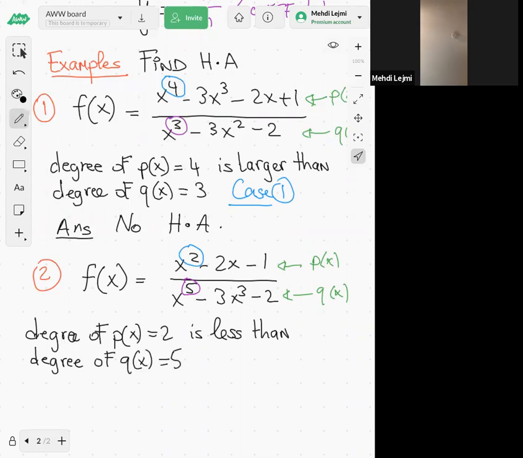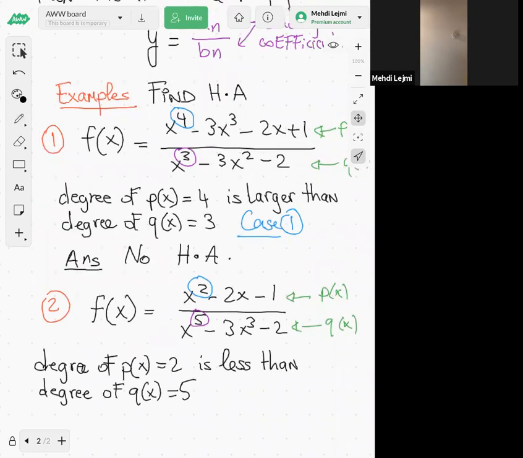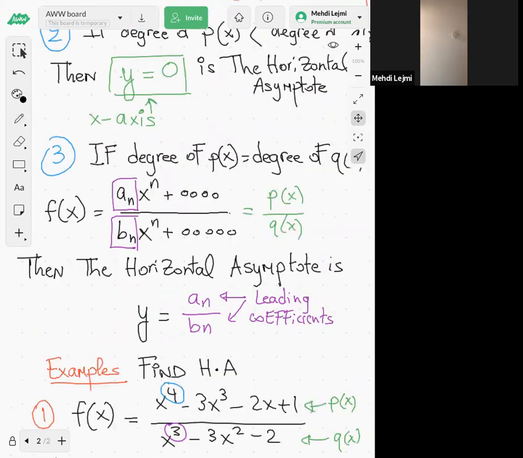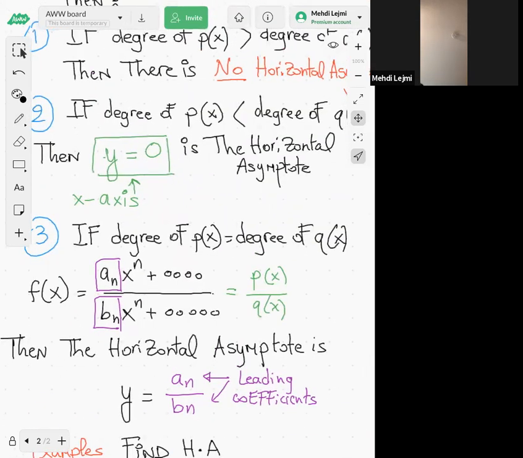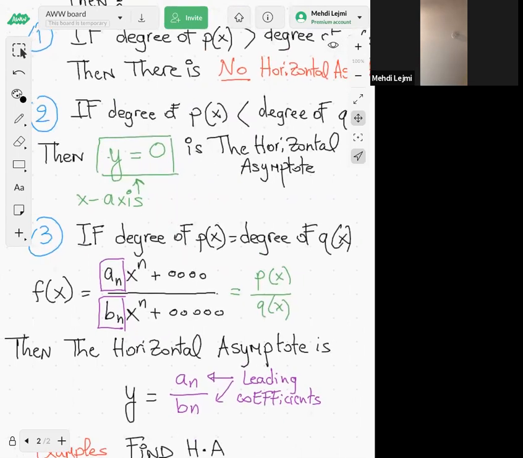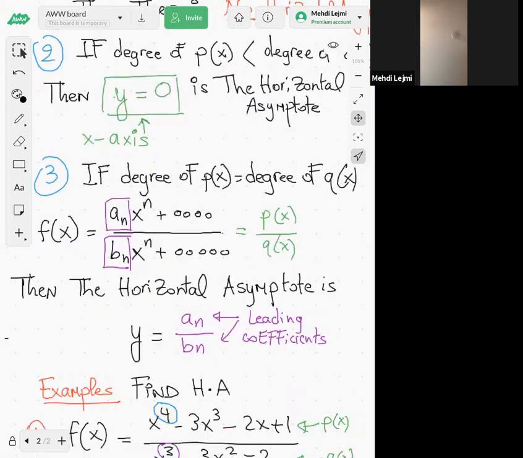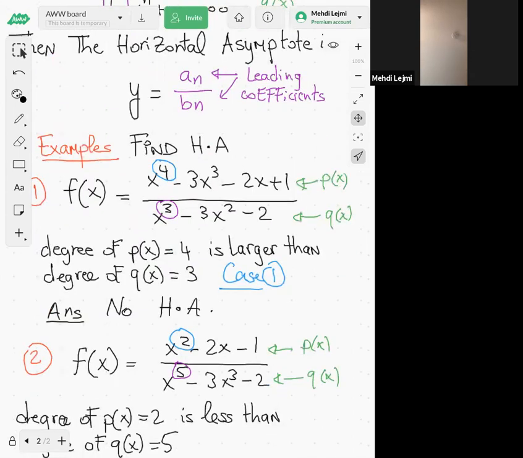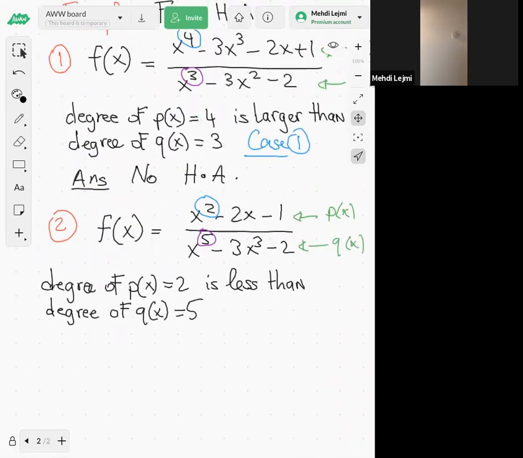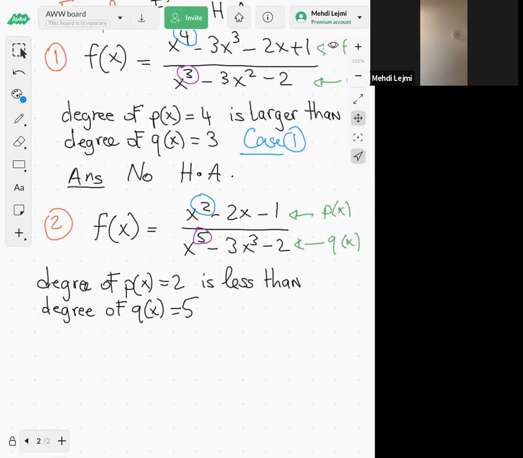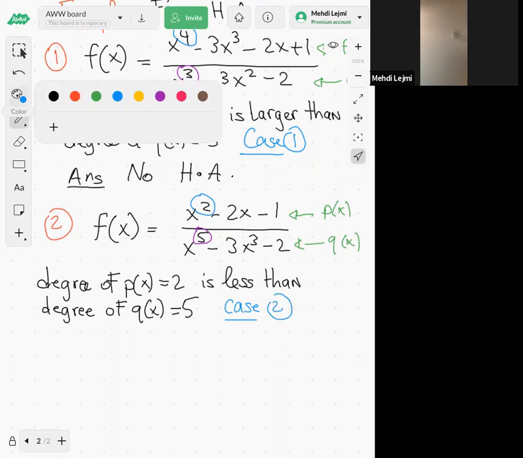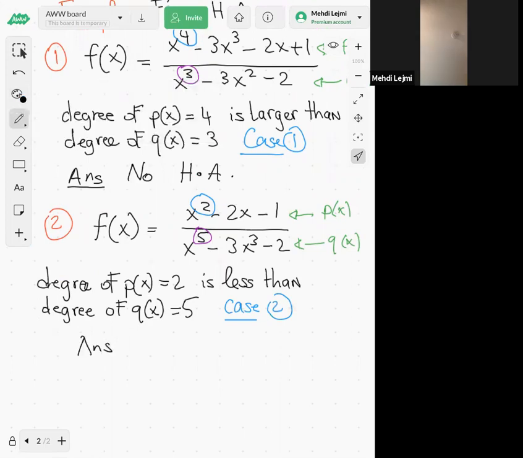So we are in case number 2. The degree of p is less, right? So we said y equal to 0 is the horizontal asymptote. So in this case, y equal to 0. This is case number 2, and so the answer is y equal to 0 is the horizontal asymptote.